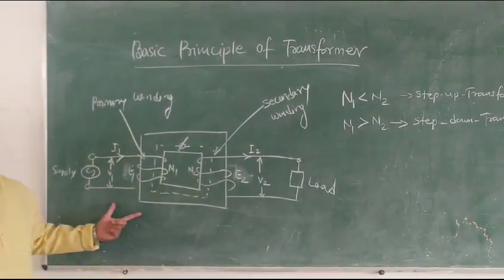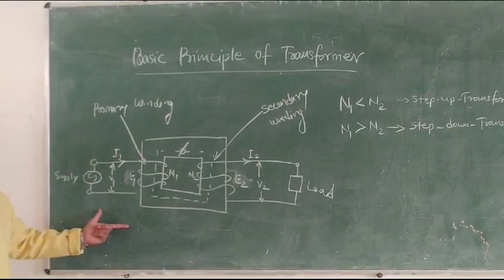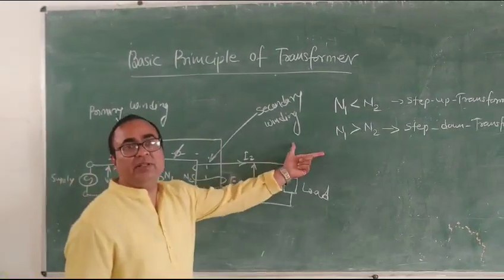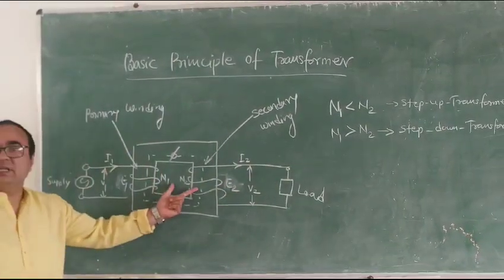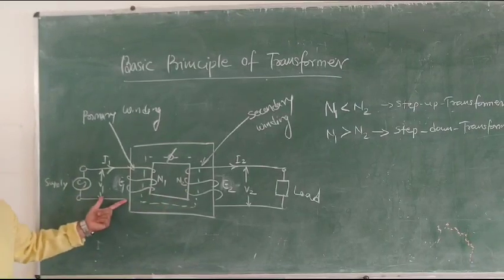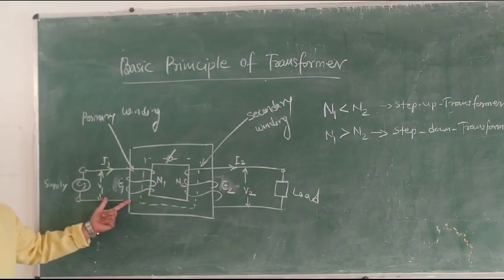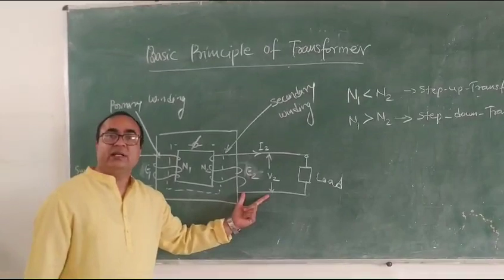In a transformer, there are two windings, primary and secondary. N1 is the primary winding and N2 is the secondary winding. Here E1 is the self-induced EMF on the primary side and E2 is the induced EMF on the secondary side.